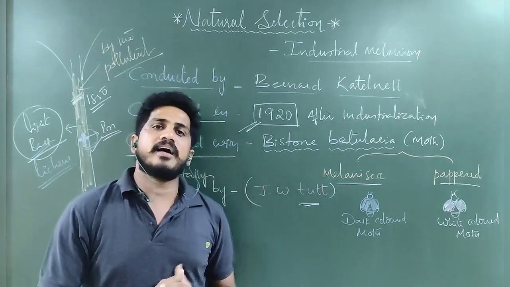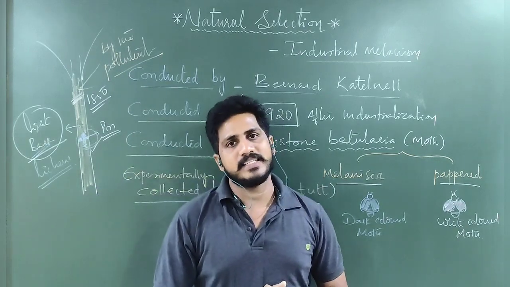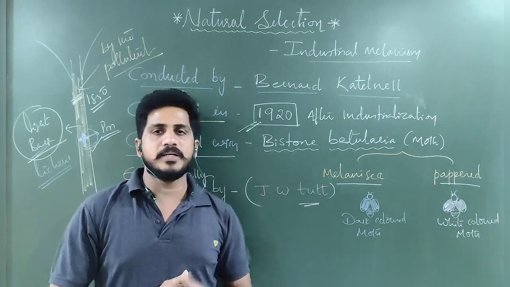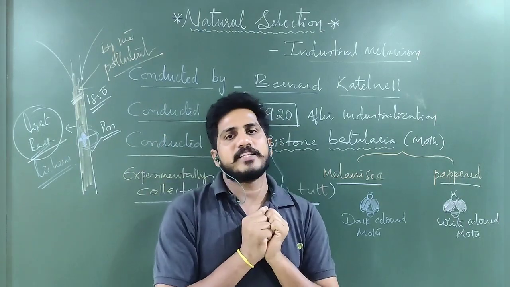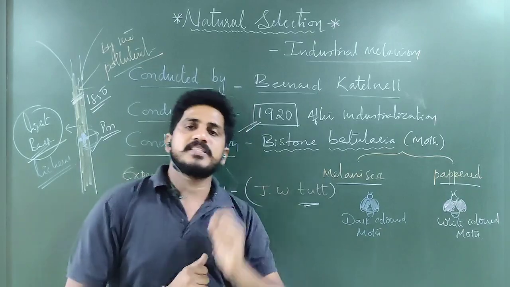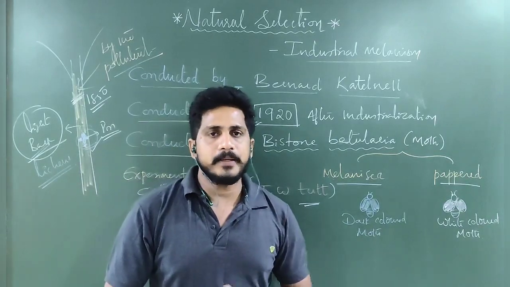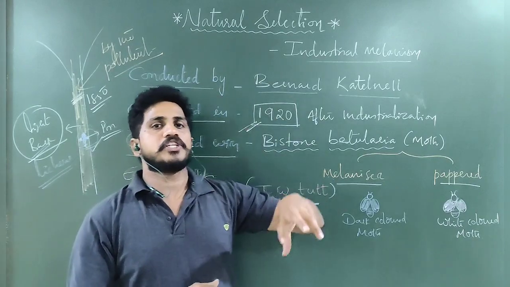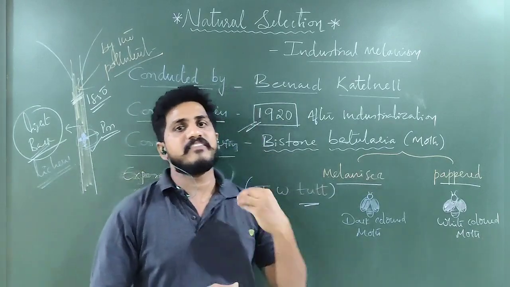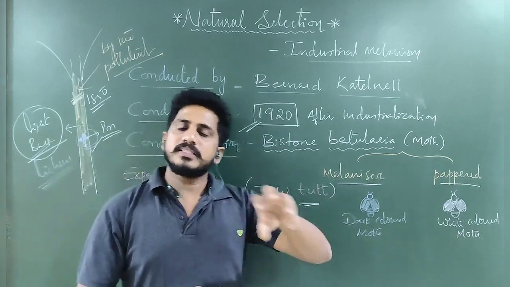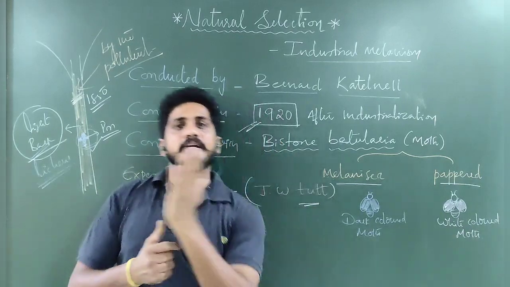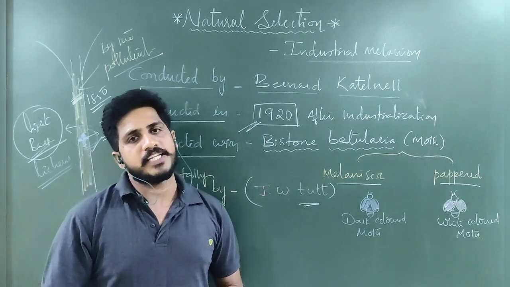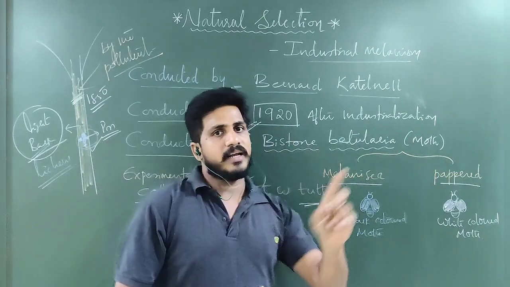Whereas in the urban area, where the pollution content is high, after a few years or a few months you go and collect 100 average moths. In that, dark becomes 75 and the remaining 25 are white. Why? Because here, due to the pollution, the bark of the trees becomes very dark. To escape, these moths change from white to dark. That is why here dark becomes 75 and the ratio is 3:1 of dark to white.